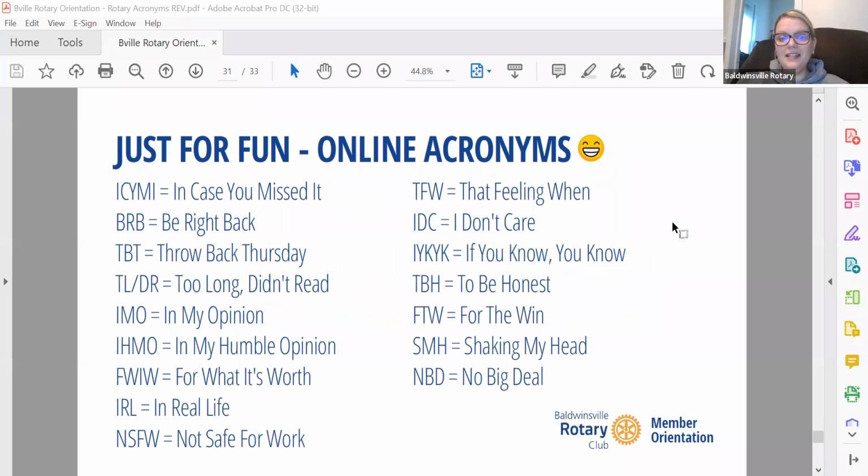And then I have on the list here, just for fun, these are just internet acronyms that you might see on social media and wonder, what does that mean? Sometimes you can figure it out from the context of the Facebook post or the tweet, but other times it's not quite as intuitive. So I thought I'd throw these up here for you to reference.